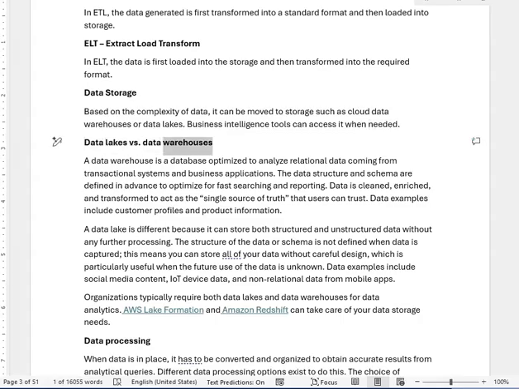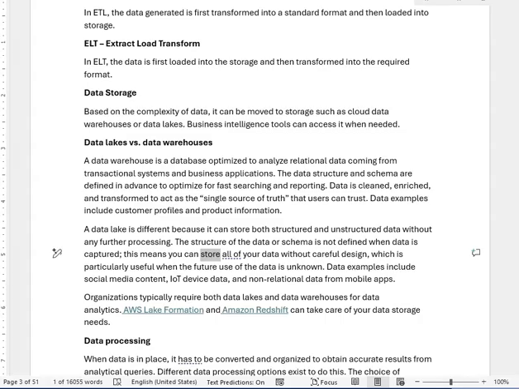Data lakes versus data warehouses. A data warehouse is a database optimized to analyze relational data coming from transactional systems and business applications. The data structure and schema are defined in advance to optimize for fast searching and reporting. Data is cleaned, enriched, and transformed to act as the single source of truth that users can trust. Data examples include customer profiles and product information. A data lake is different because it can store both structured and unstructured data without any further processing. The structure of the data or schema is not defined when data is captured.